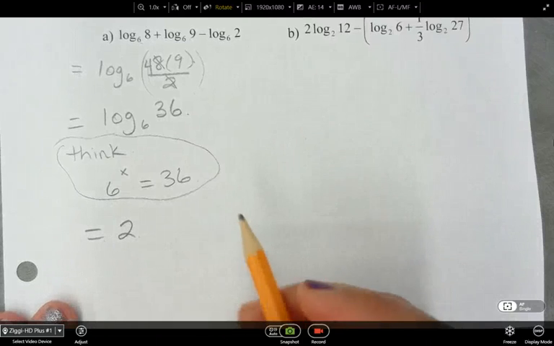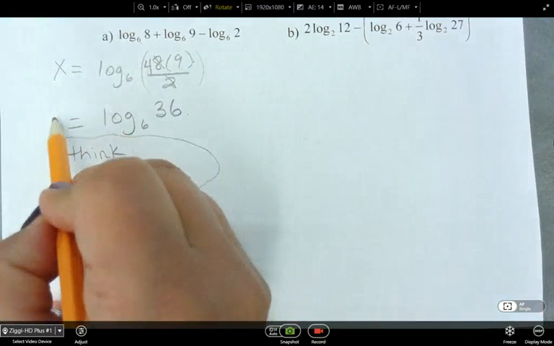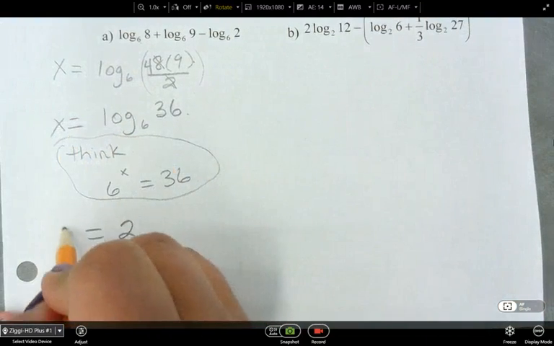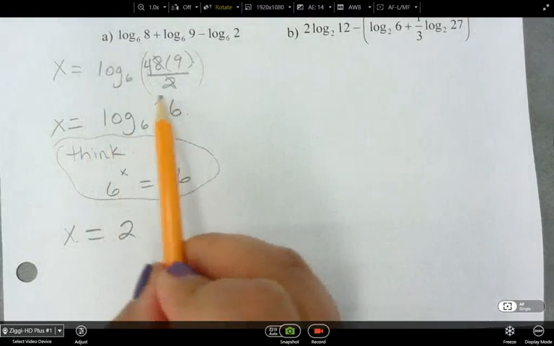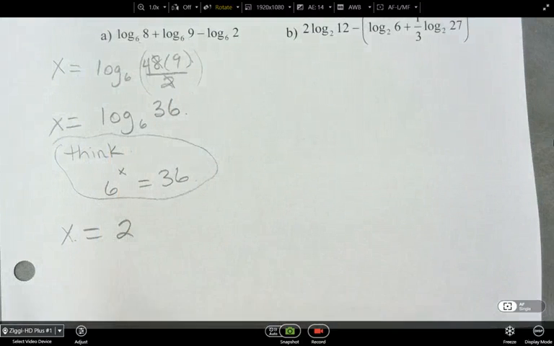Okay. So I could even just do this to kind of help it all be in line. Okay. That follows a little bit better. Because 6 to the power of 2 is 36. So then this evaluates to be 2. Okay, let's try the next one now.